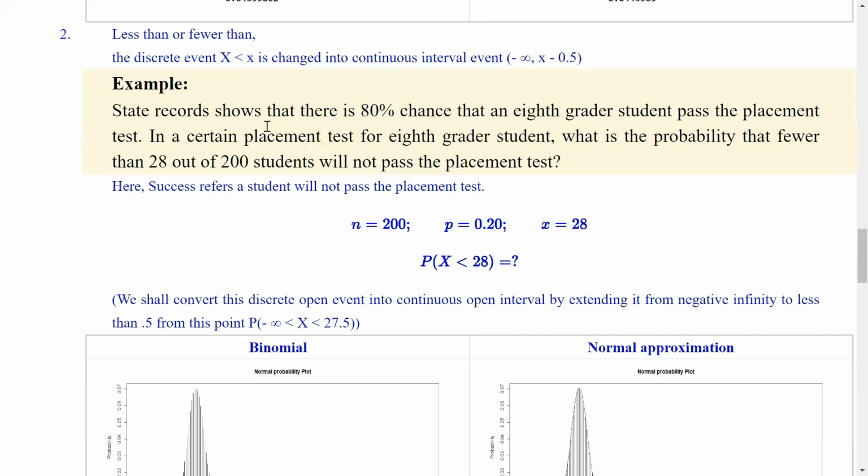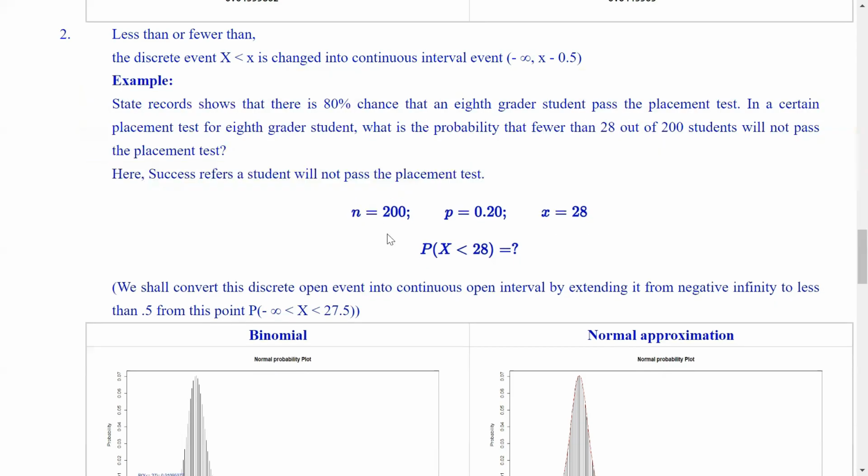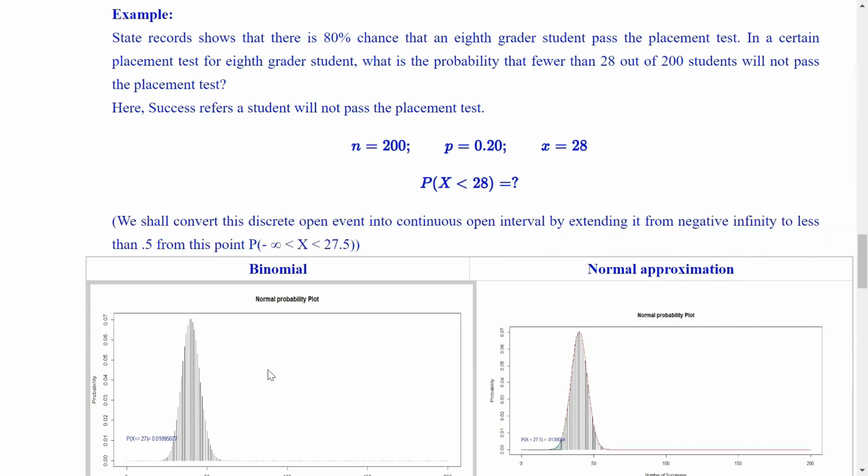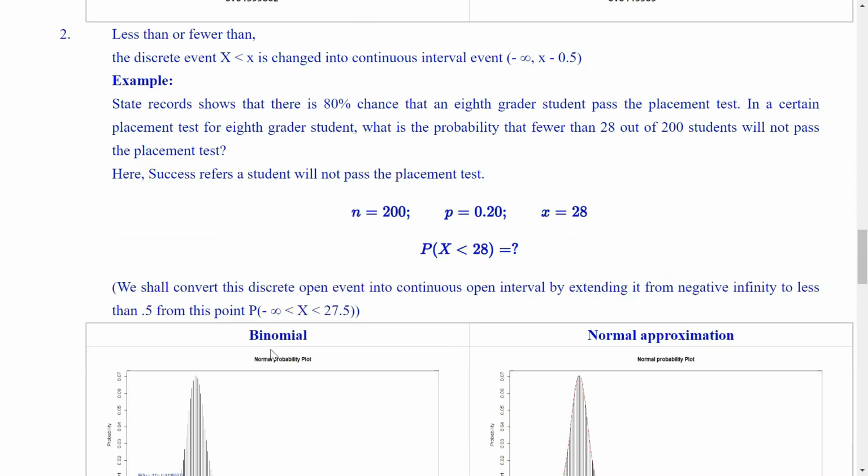Here in this problem, we are approximating the discrete probability that the random variable x strictly lies below 28. In probability notation, we write this as this expression. Since x is strictly less than 28, here in this binomial figure, the computed sum of the discrete probabilities from negative infinity to 27 is shown here.